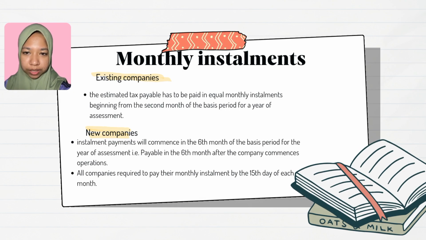To continue, for an existing company, the estimate tax payable has to be paid in equal monthly installments beginning from the second month of the basis period for a year of assessment. And for a new company, installment payment will commence in the 6th month of the basis period for the year of assessment, payable in the 6th month after the company commenced operation. All companies are required to pay their monthly installment by the 5th day of each month.